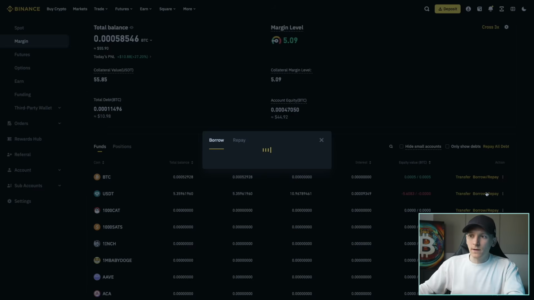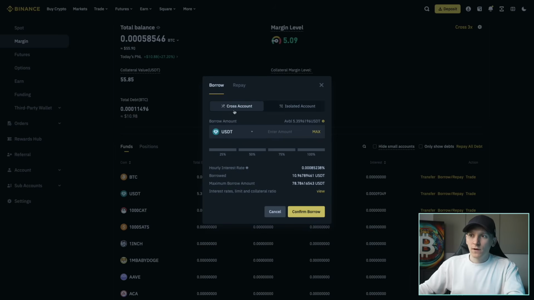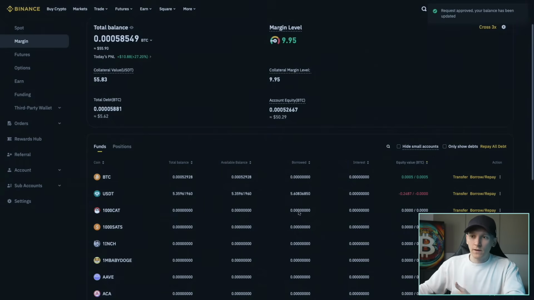Let's go and repay the borrow that we have. So I'm going to repay. I'm going to go to USDT, press max, and then press confirm repayment. What happens here? You can see that my borrowed amount's gone down. I've basically paid off the loan. My Bitcoin, I've already bought that. That is in my account and I own it. That's my property now. It's just that USDT is the thing that I've got a liability on to Binance, and I've just paid half of it off.